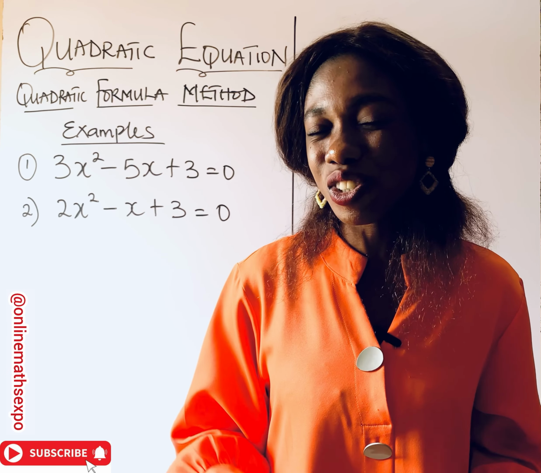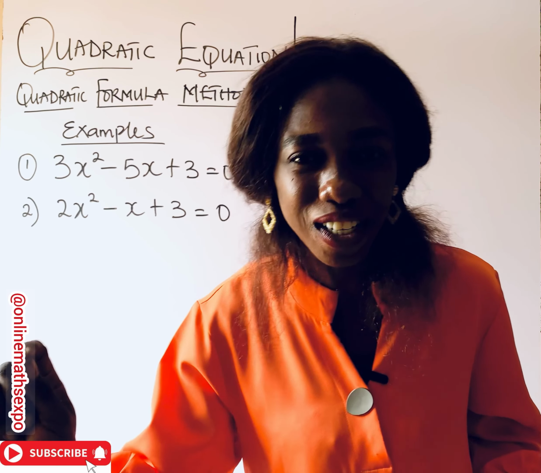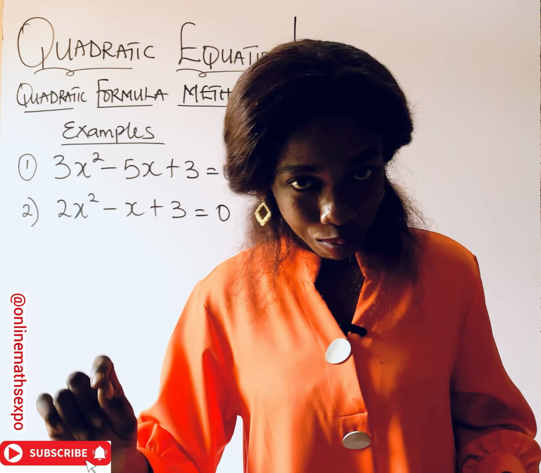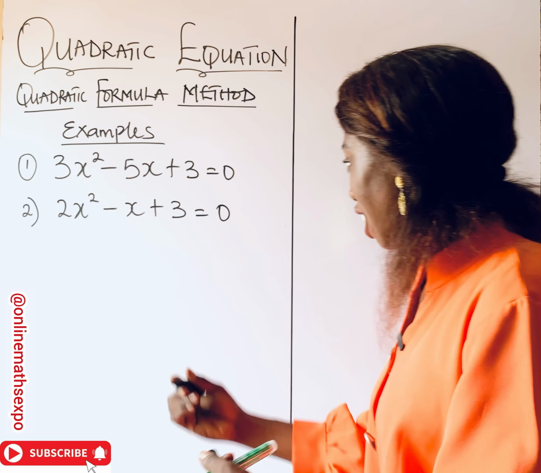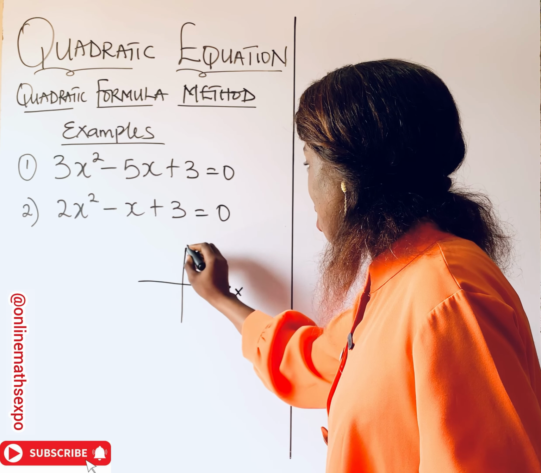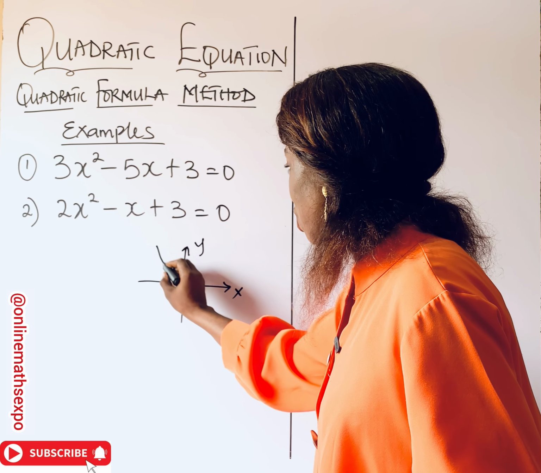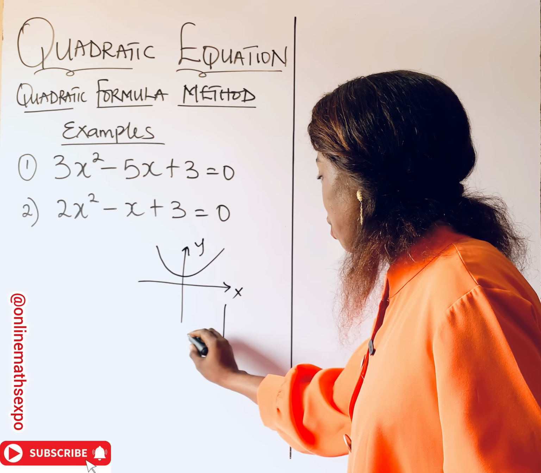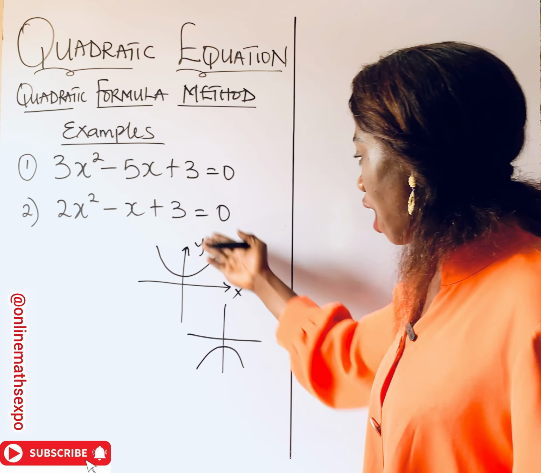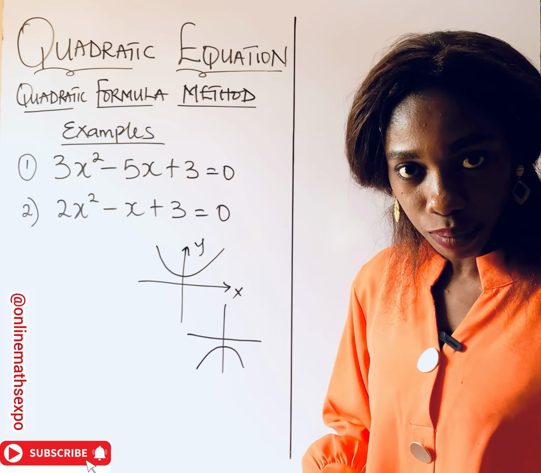Remember, complex roots are those that are not real, and for it not to be real means they cannot exist on the number line. You can have such a root, like this. This is our x-axis, this is our y. So you can have it this way, you can also have it this way. You see, it's not touching the x-axis. So when you have it this way, it is said to be a complex root.